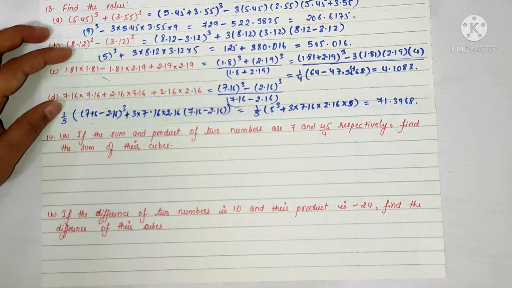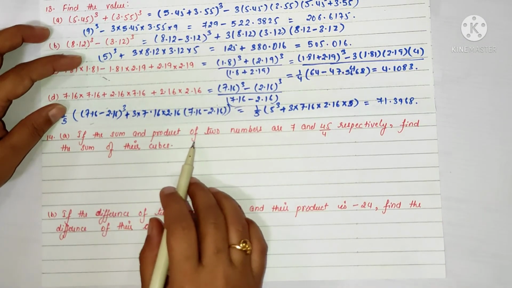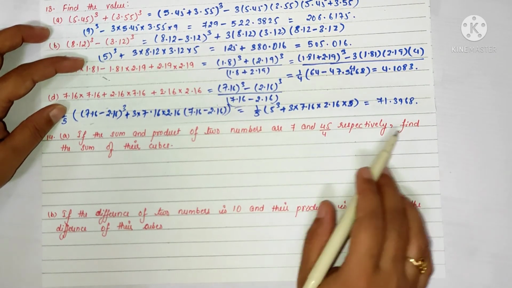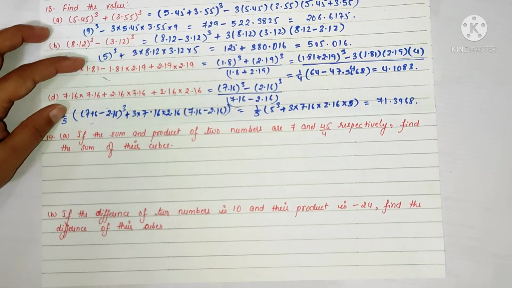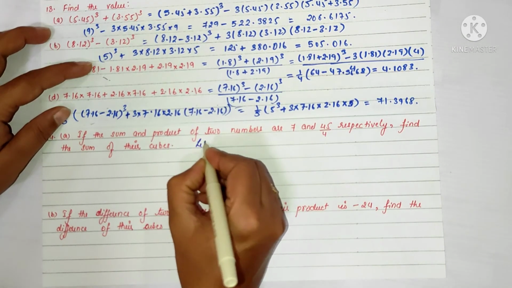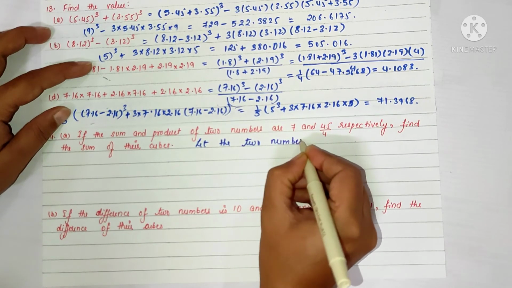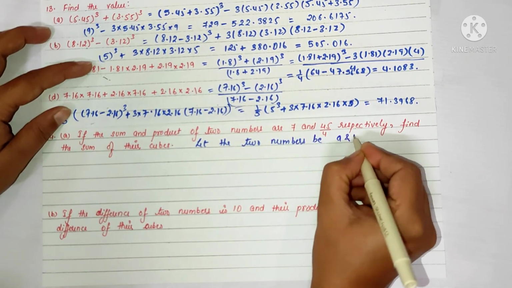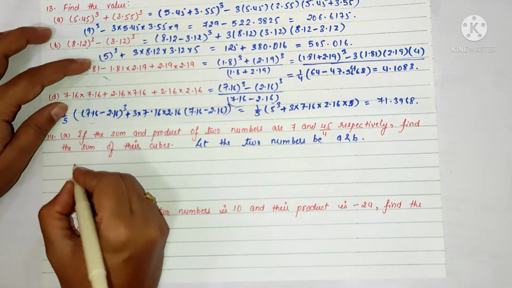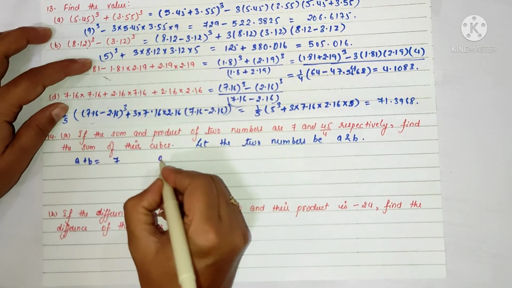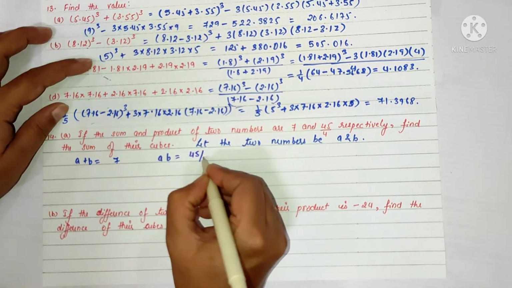So next question number 14, part A. If the sum and product of two numbers are 7 and 45 by 4 respectively, find the sum of their cubes. So here we need to find the sum of their cubes, and we have got two numbers. So let the two numbers be A and B. We are given the sum, that is A plus B is 7, and the product, that is A into B, is 45 by 4.